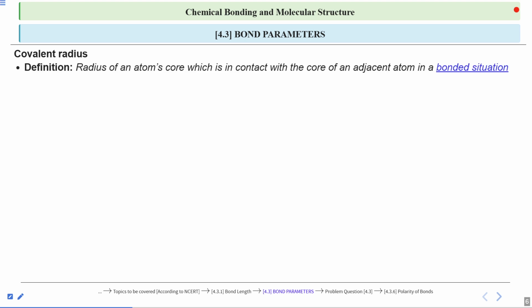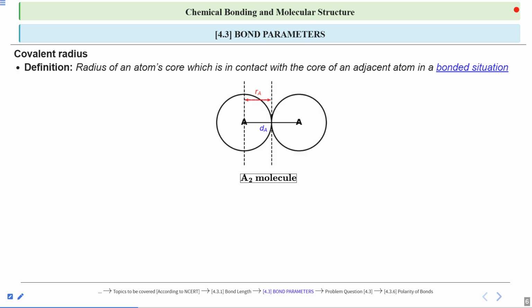Now the definition is also very simple. We have already seen the definition. Again, I will try to explain it in a much simpler way. It is the radius of an atom's core in contact with another adjacent atom, and that too in the bonded situation. So this is the diagram.